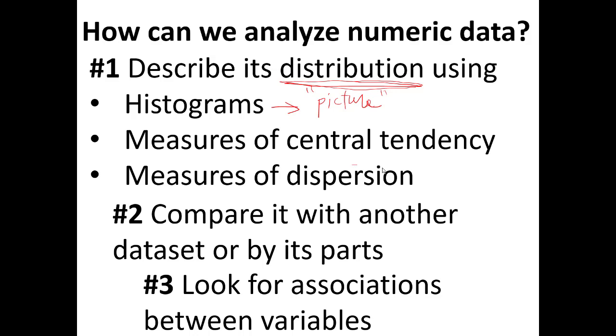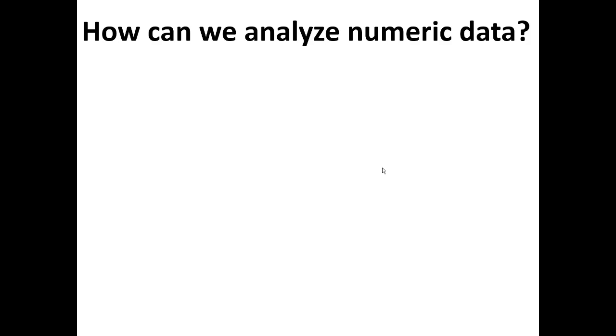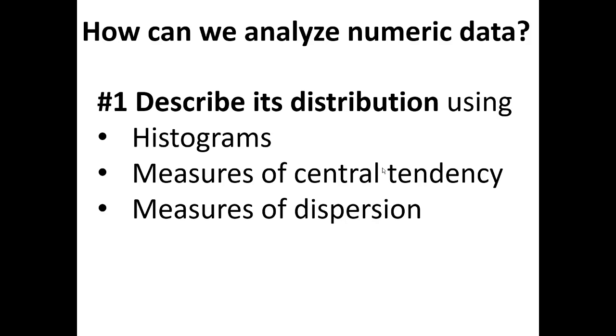Let's move on to first describing this distribution. So how can we analyze numeric data? The first thing that we can do is just describe a distribution. So we can use histograms, measures of central tendency, or measures of dispersion to describe the properties of a particular distribution. Let's just go on to that, because a picture might actually help you more than me yammering on.